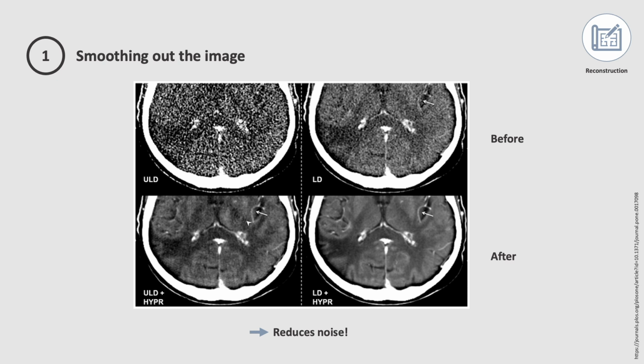The first thing is smoothing out the image in order to reduce noise. This image on the screen is actually from a CT scan, as I couldn't find a decent picture from a PET scan. Just imagine this were from a PET scan, as the principle of smoothing out the image is the same. The images above are before smoothing out, and the images below are after.